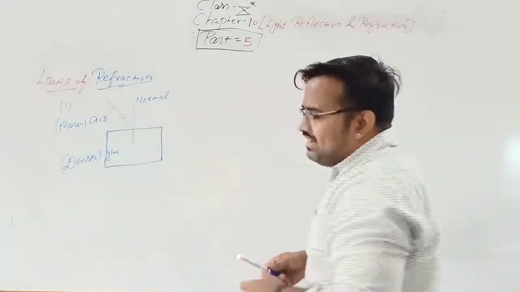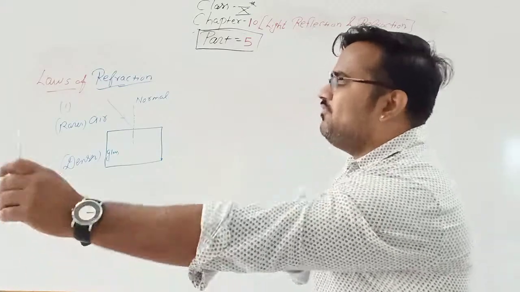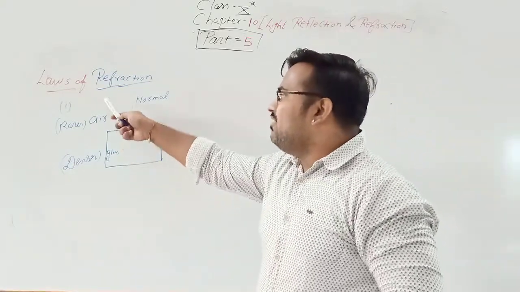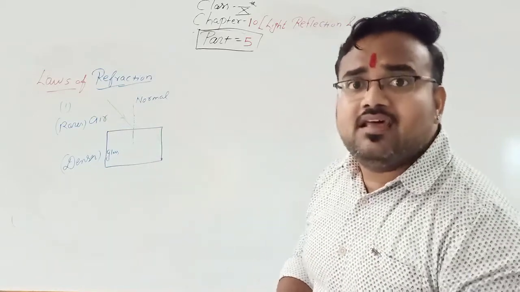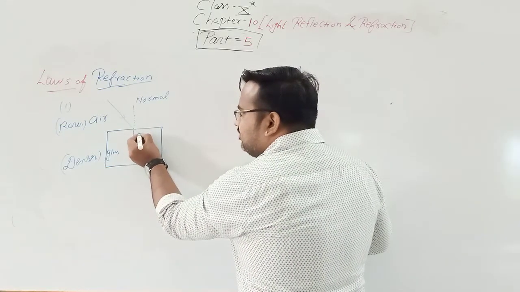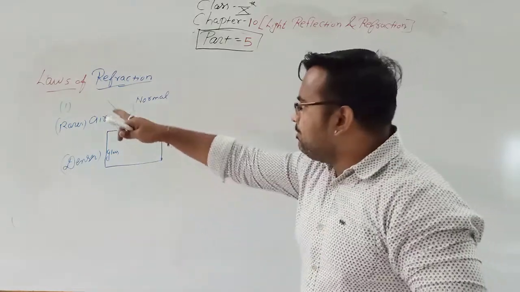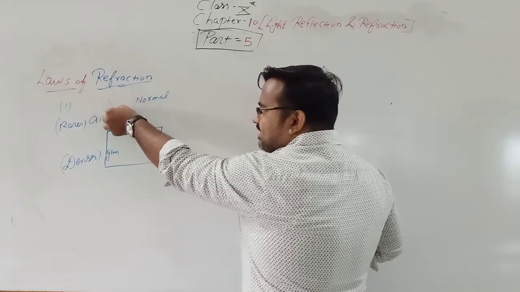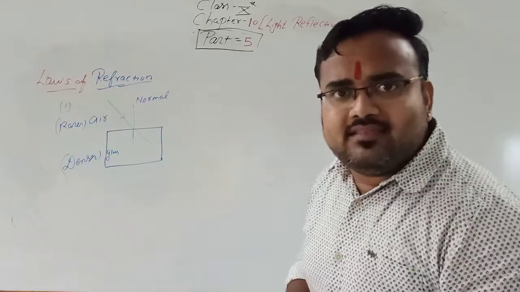Now, the incident light ray has travelled from rare medium to denser medium. Then the first law says that when the incident ray travels from rare medium to denser, it bends towards the normal. See, this is the path which should be followed by the incident ray, because it is traveling at an angle. So this is a straight path which should be followed by the incident ray.